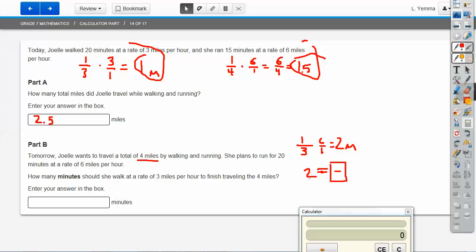So 2 miles, because that's how much further I need to go, is going to be equal to the time that I do it times my speed, and my speed is 3 miles per hour.